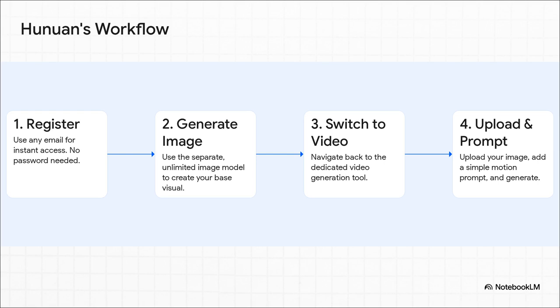So first, you use their awesome image model to dial in the exact visual you're imagining. Download the one you love. Then you just hop over to the video model, upload it, add a quick motion prompt like wind blowing or subtle camera pan, and hit generate. The result? A really high-quality clip where you had total control over that starting image.